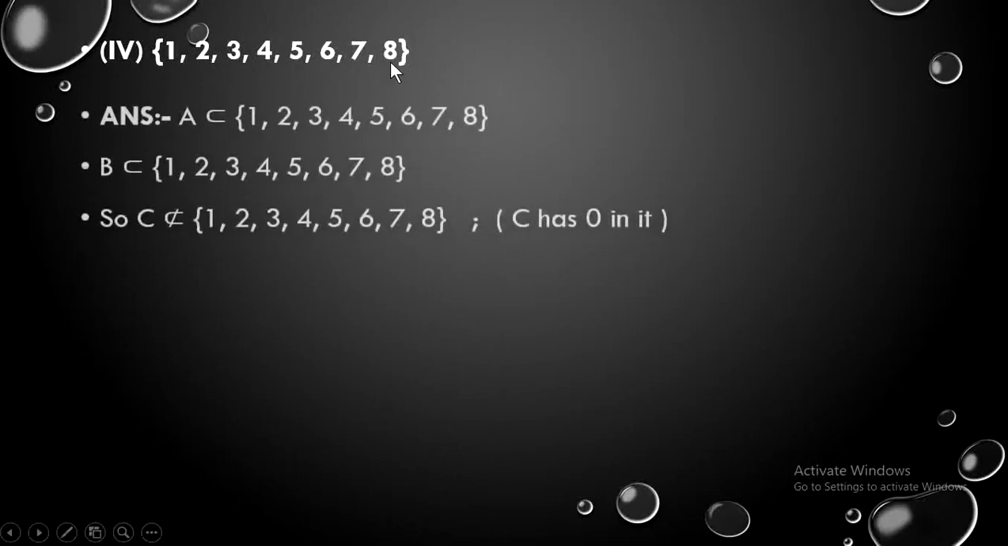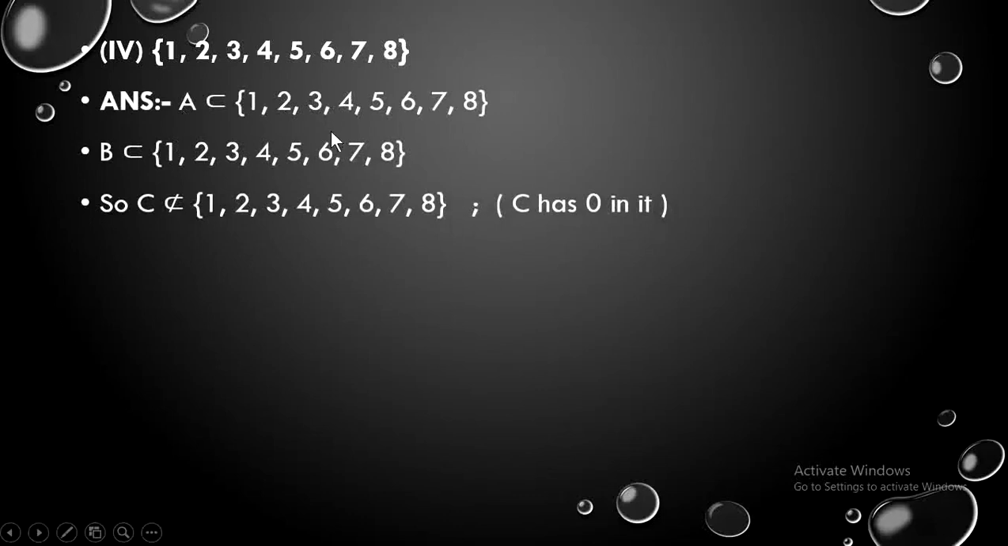Now the next one, you can see they have given you the following set. If you check, A and B are subsets of this, but C is not a subset because C was having 0 in it and 0 is not mentioned in this set. So C cannot be called a subset of this set. So this set does not have all the elements that are present in C. So it cannot be called a universal set.